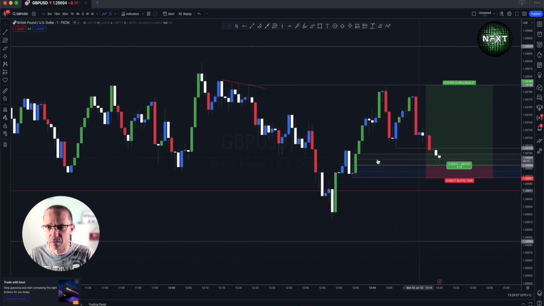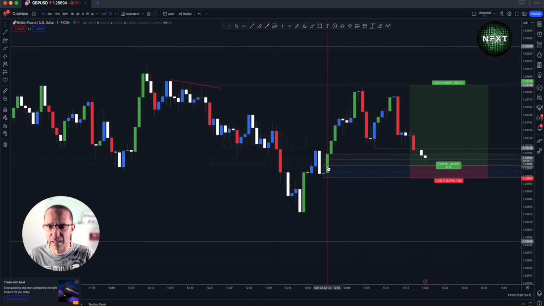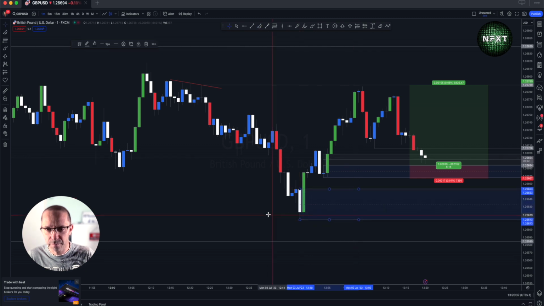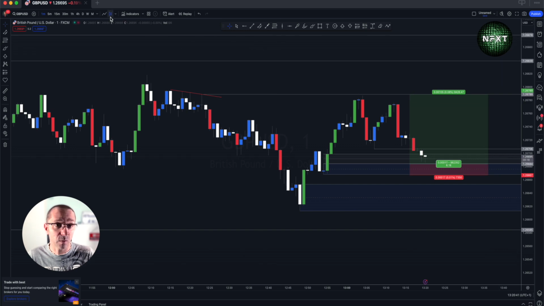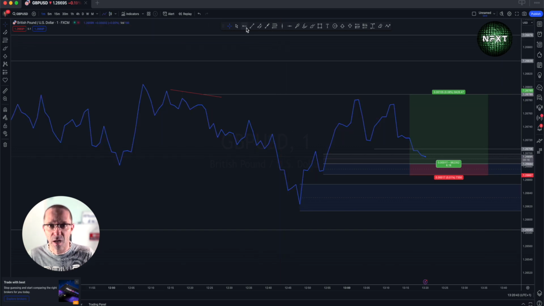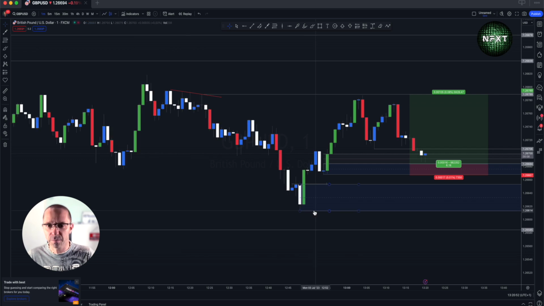So let's now see, we then broke this structure here, leaving this area of demand. Now we do have a demand zone below as well. But if we look at structure, the easiest way to do this is we pop over to a line chart and we can identify a structure break. There's our structure break, this low. Go back to price. There is my area of demand. That's how we can identify those structure breaks.